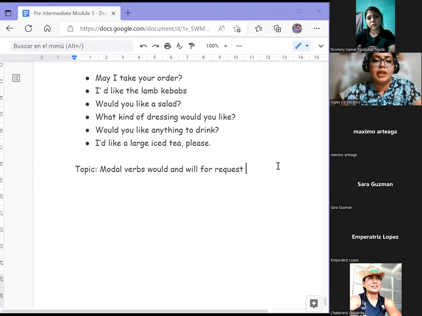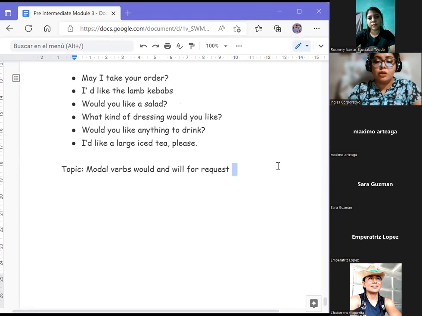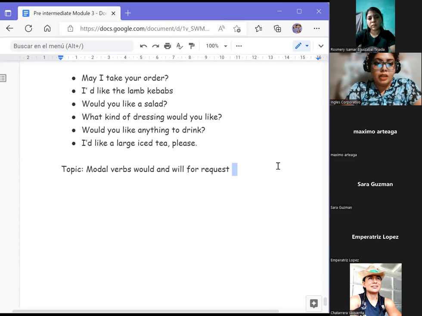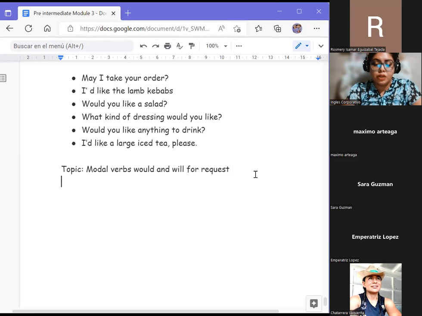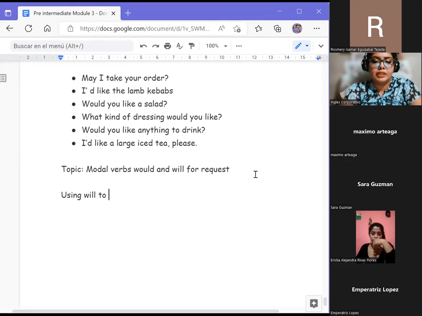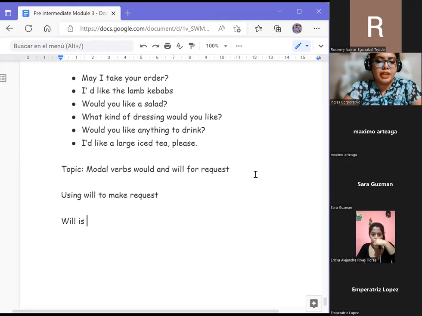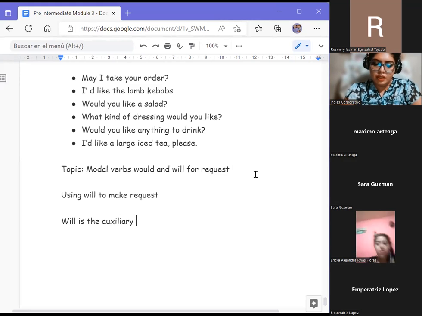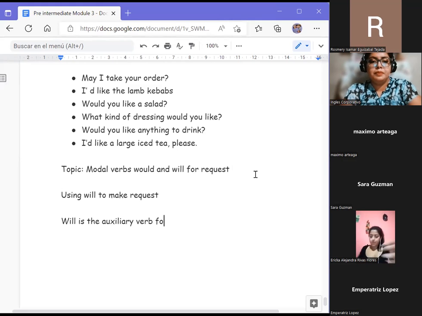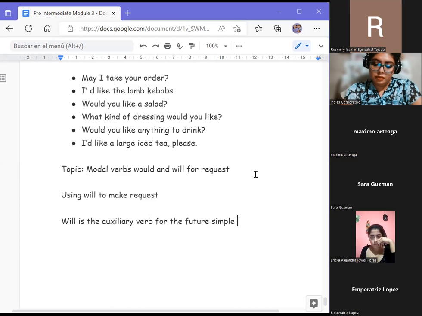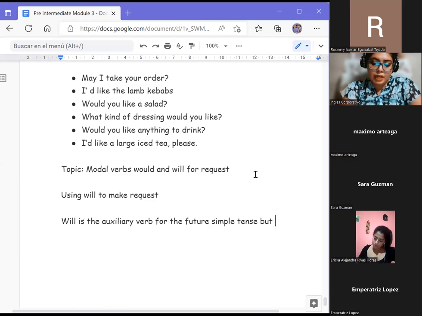So, we have modal verbs, will and would for a request. That is the first topic that we are going to develop right now. So we are going to begin with the use of will. Will is the first modal verb that we are going to develop right now. So it says, using will to make requests. And it says, will is the auxiliary for the future simple, but can also be used when requesting someone to do something.